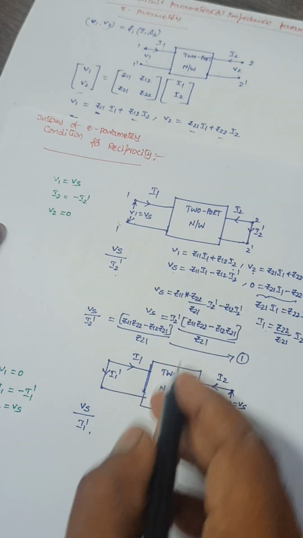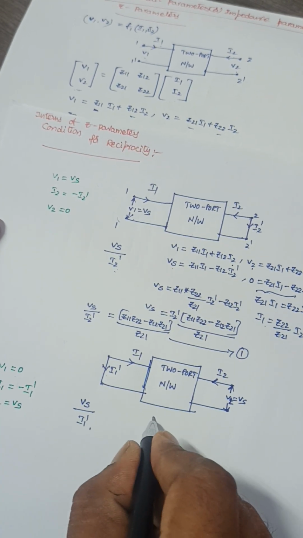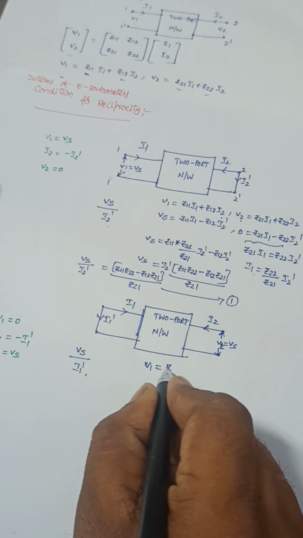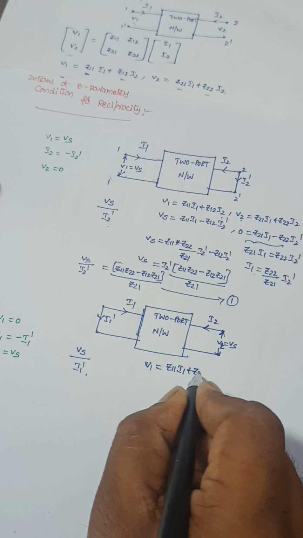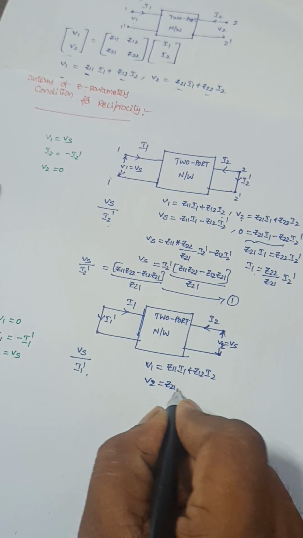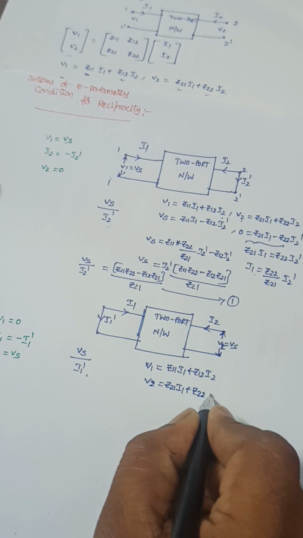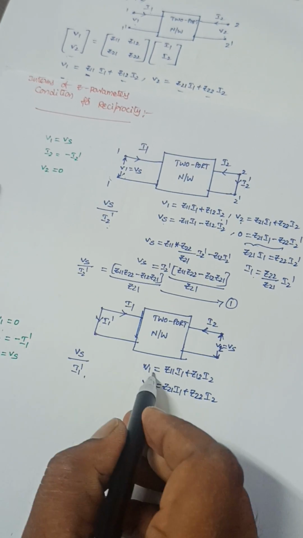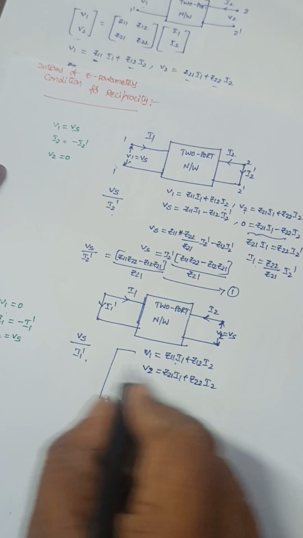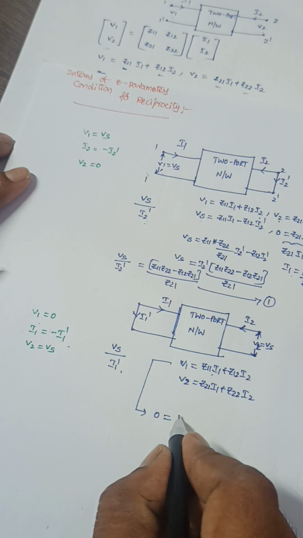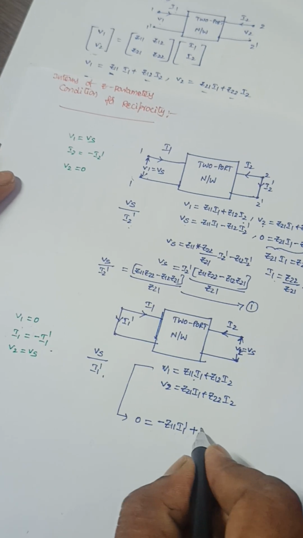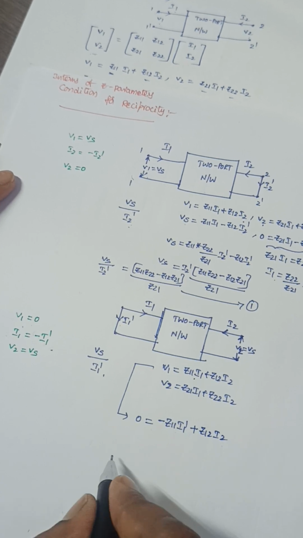Now V1 is equal to 0. So in these expressions, V1 is equal to Z11 I1 plus Z12 into I2. V2 is equal to Z21 I1 plus Z22 I2. If I substitute V1 is equal to 0 in this one, with I1 equal to minus I1 dash, it is 0 equal to minus Z11 I1 dash plus Z12 into I2.